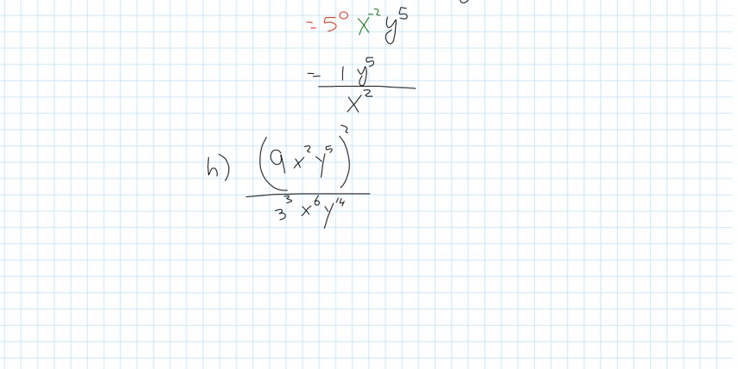What would you want to do first? Distribute the exponent, and in this case, it's going to only go to the numerator, right? So that's going to be 9 to the power of 2, x to the power of 2 times 5, y to the power of 2 times 5. We're multiplying, right? And then for the bottom, I can leave it as is: 3 cubed, x to the 6, y to the 14.